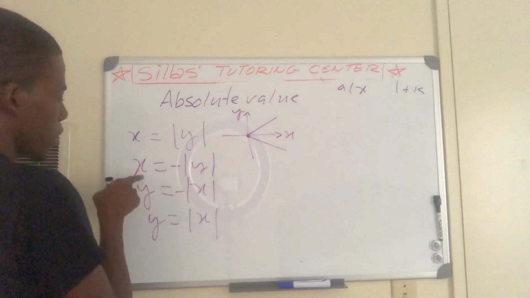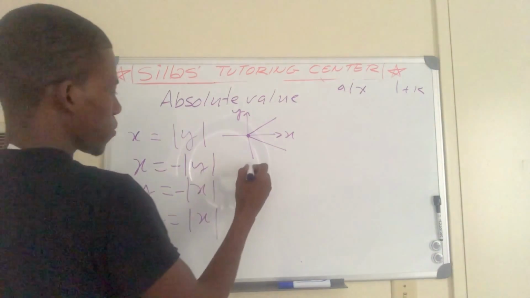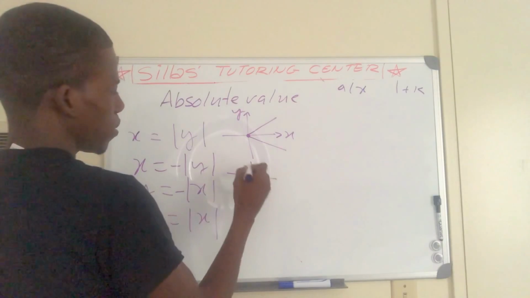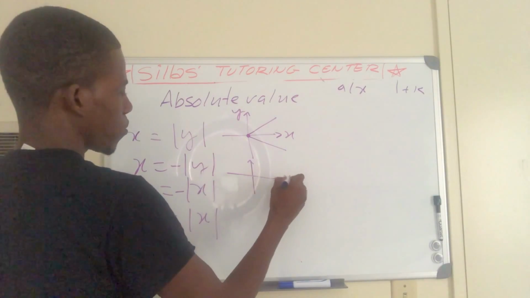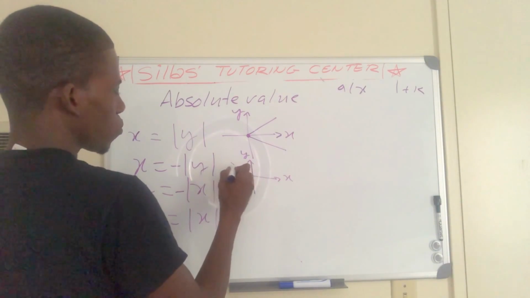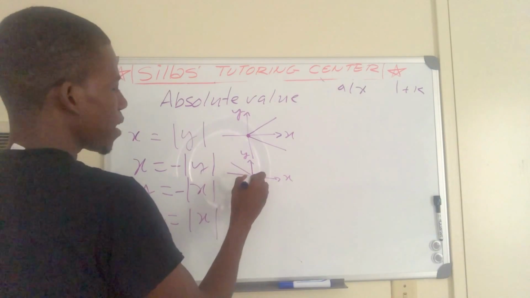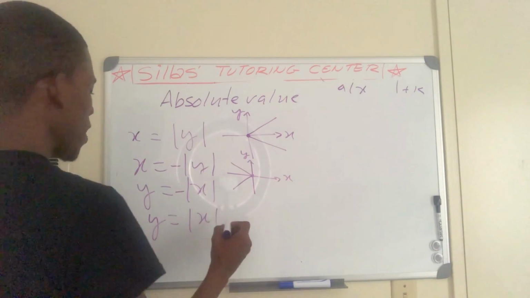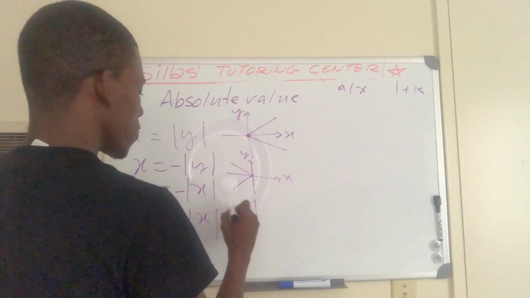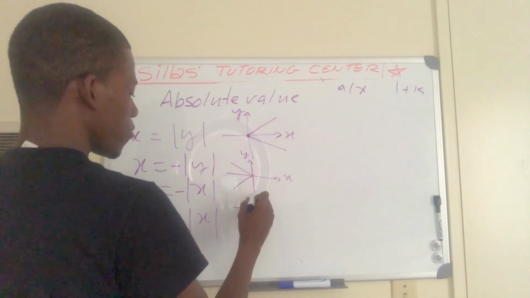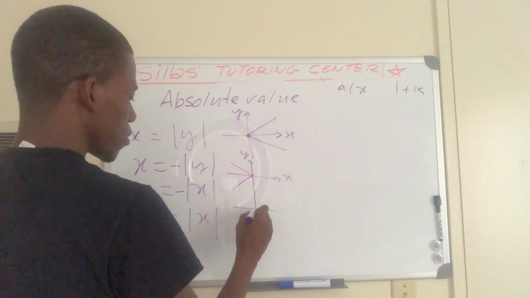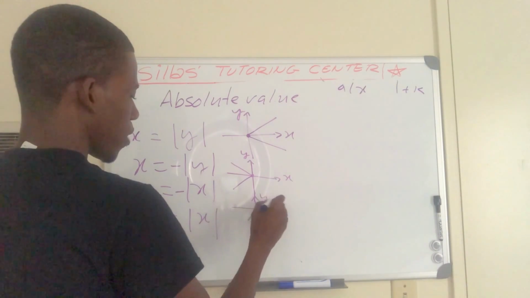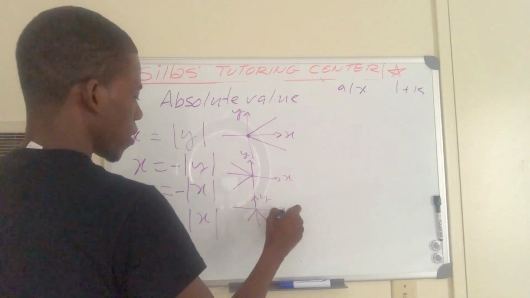Okay, so if it's negative, it's basically the same graph, except it's going to open to the left instead of to the right. When I have y equal to negative absolute value of x, now my function opens downwards, but still at the center, (0, 0).